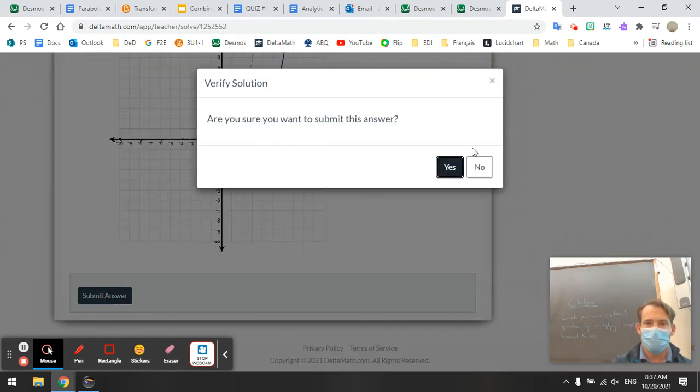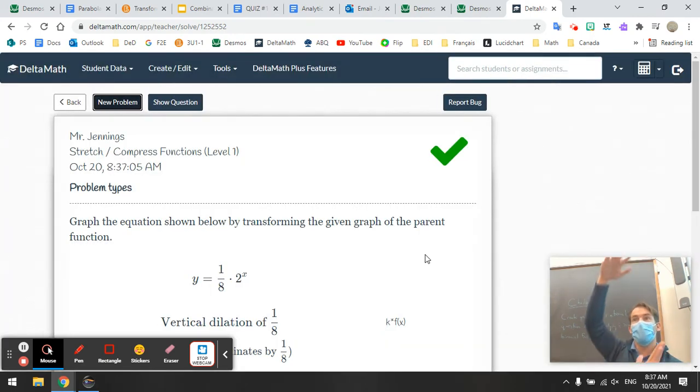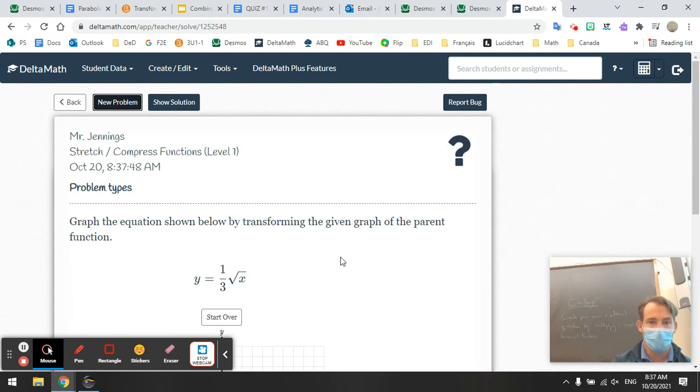Submit answer. The cool thing about exponential functions is squeezing them that way is the same thing as compressing them that way. It's super cool. It's the same thing as translating them that way. Okay, so that's transformations. Let's take a look at another one.